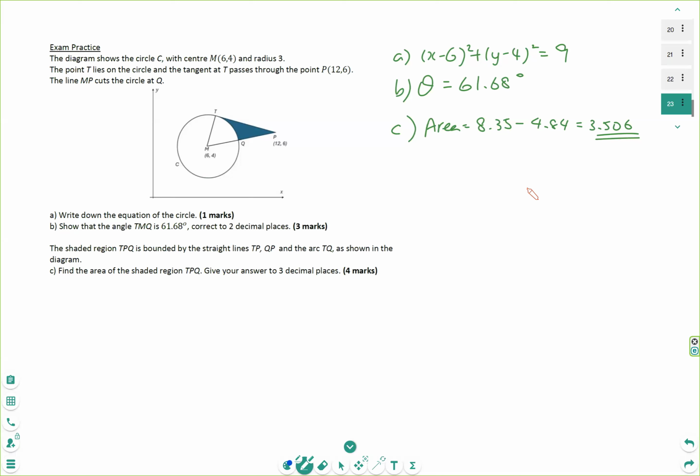Here are the final answers for the exam questions. Okay, question A, to show the equation of a circle. That's quite straightforward because they told you the center, they told you the radius. So (x minus a) squared plus (y minus b) squared equals radius squared. Okay, I'm not going to go through A.